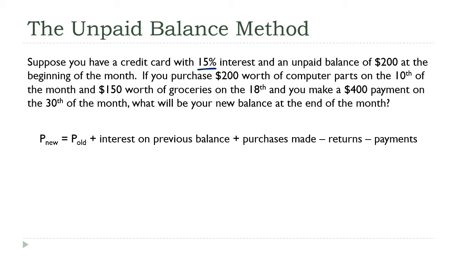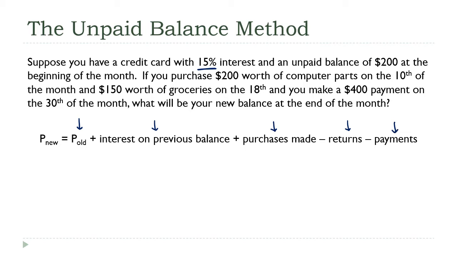And the way we're going to do this is using this formula, and I know it looks kind of big, but if you stop for a minute and break it down, I think it kind of makes a lot of sense. We start with the old balance. That is your balance on the first of the month, right? Your starting balance. We're going to calculate interest on that balance using the simple interest method. Then we're going to add new purchases, and we're going to subtract out returns and payments.